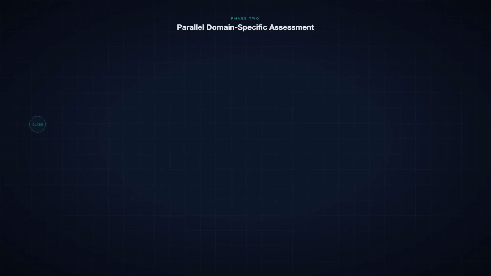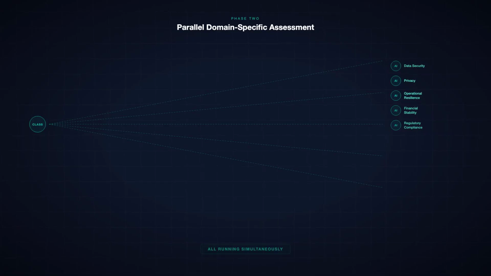Phase 2. Parallel domain-specific assessment. Based on that classification, the system deploys as many specialized AI risk agents as the vendor requires, each focused exclusively on its domain. A data security agent, a privacy agent, an operational resilience agent, a financial stability agent, a regulatory compliance agent, additional agents as the vendor profile demands, all running simultaneously.